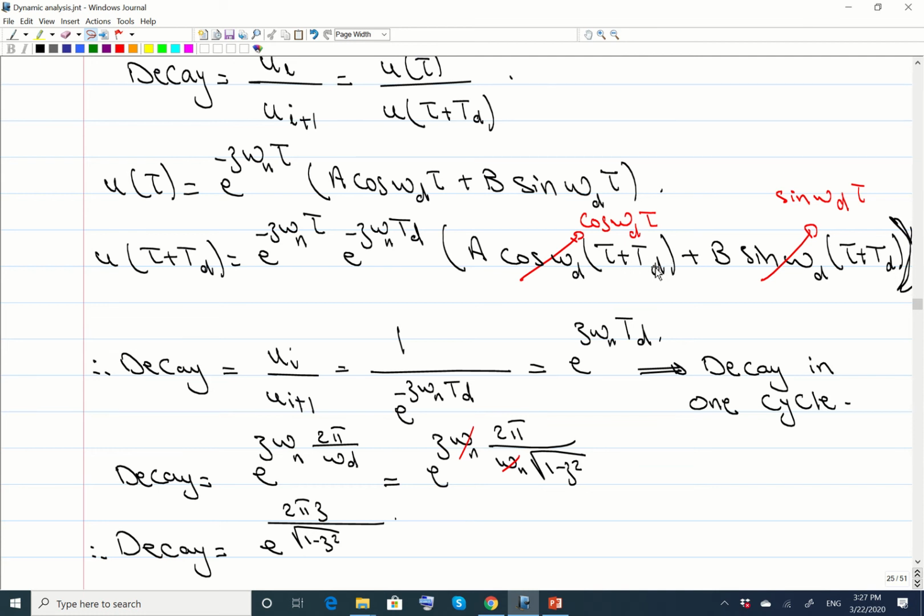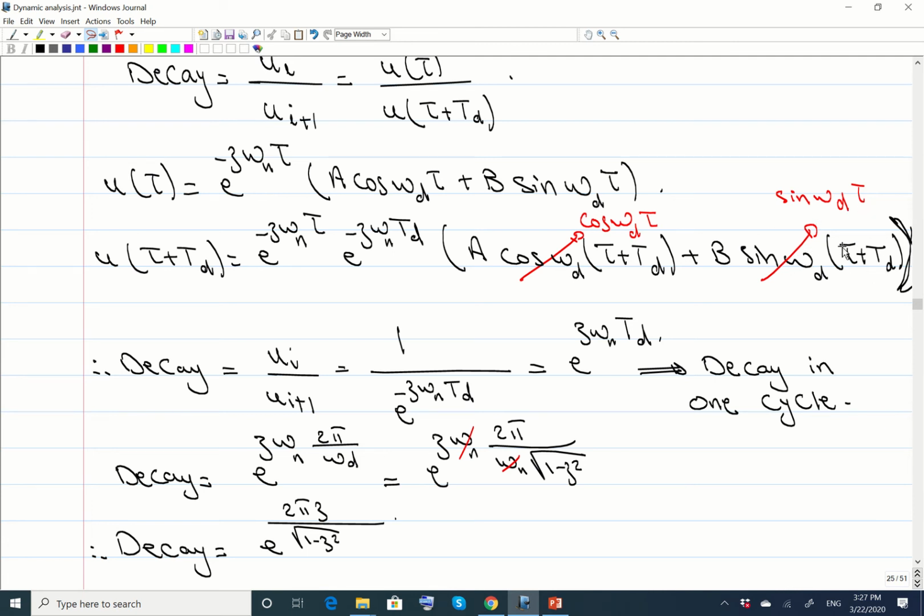As you know, this is a cyclic motion with that period. So since here you move the period T d, cosine omega d tau plus T d is the same as cosine omega d tau. It's a cyclic function with that period, so it's repeating itself. So this is going to be cosine omega d tau, and this one here will be sine omega d tau.